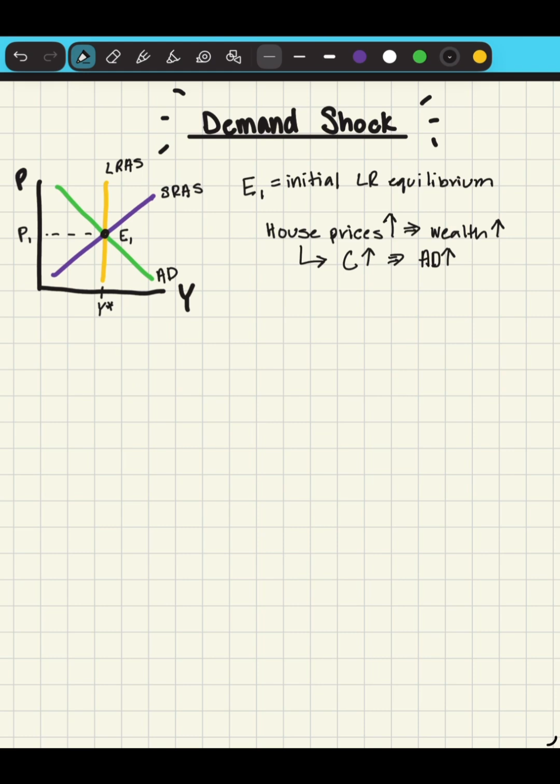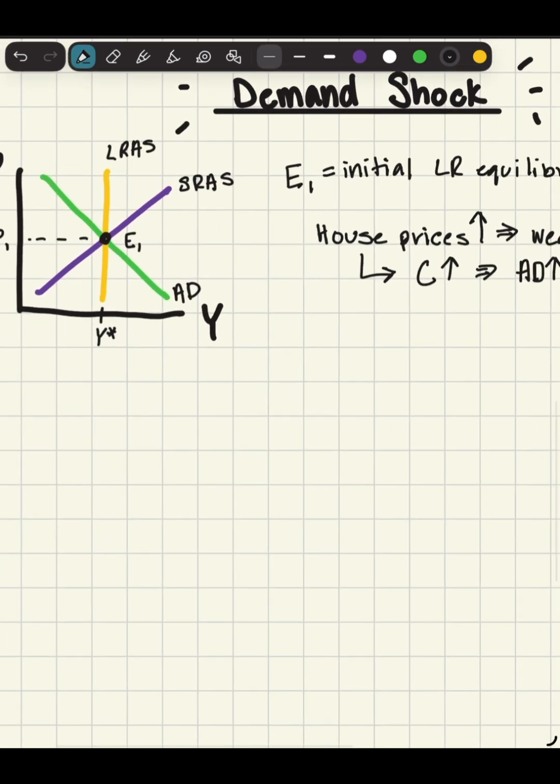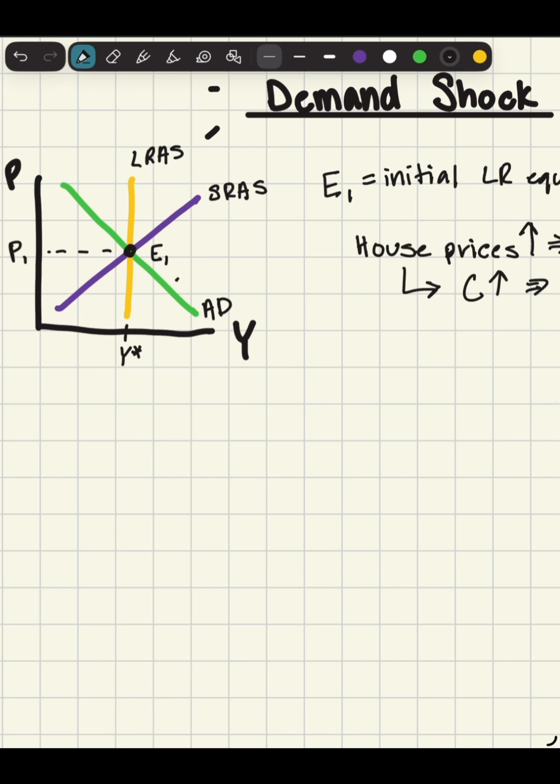So to label this on the graph, you're just going to put two arrows showing which way the aggregate demand curve is shifting. In this case, it's going to be to the right. And then just draw another line on the graph. And once you've drawn this line, you'll label it aggregate demand 2, just so we can differentiate between the two.